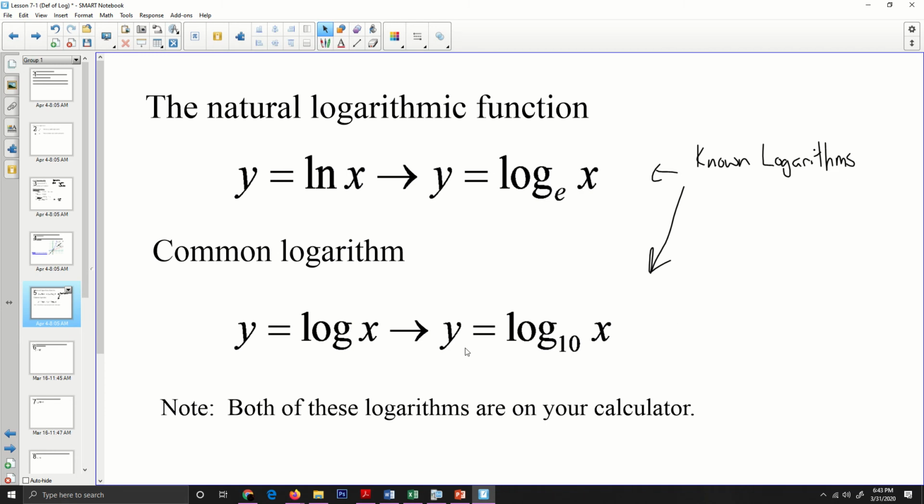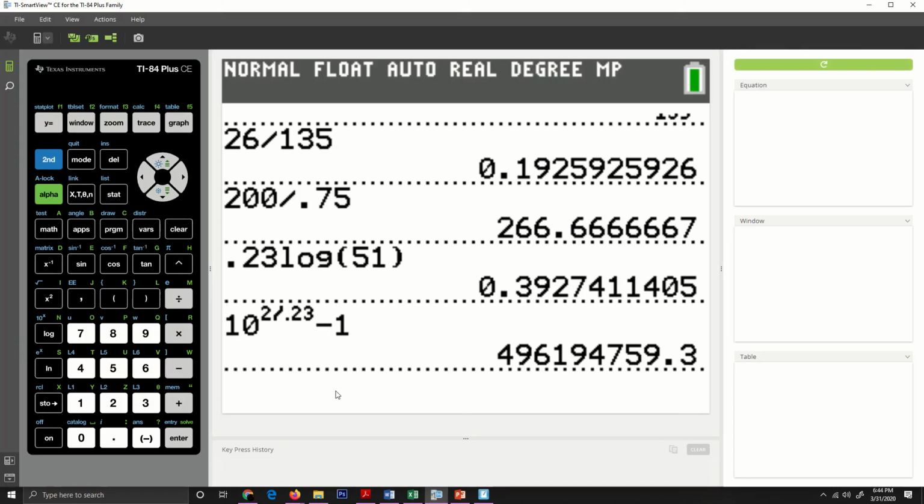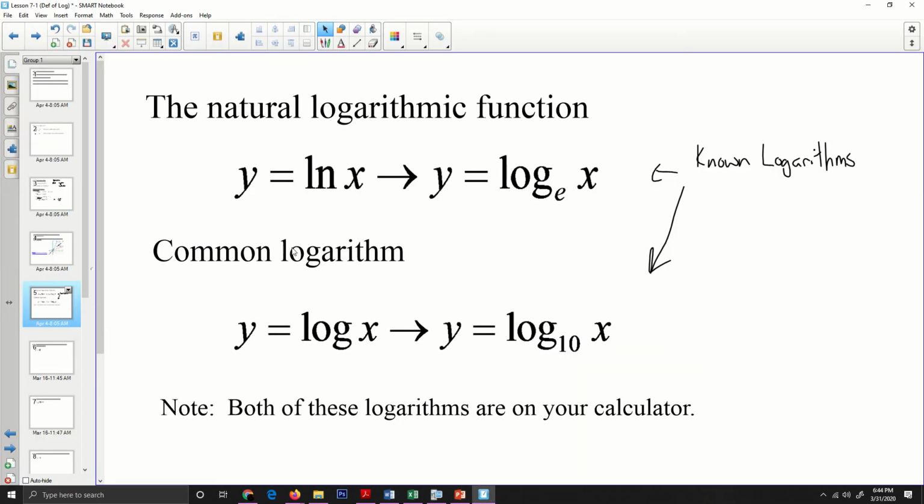And the reason that we know them is because they are on your graphing calculator. If you look over here, next to the 7, there's a log, and next to the 4, there's ln. And on most scientific calculators, you will have those two logarithms. And so you know those values. And ln is log base e, and log with no value down there is log base 10.